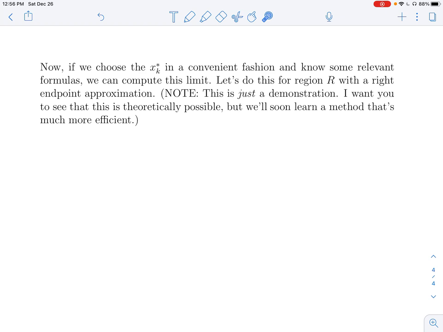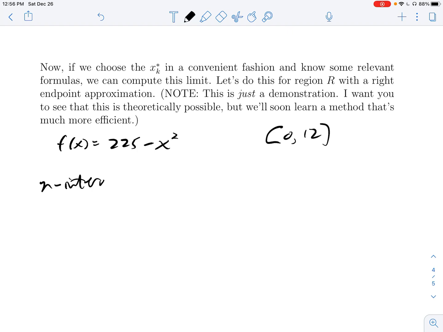So I'm going to do this same example with a right endpoint, but I'm just going to say there are n intervals. So I have f of x is 225 minus x squared on the interval from 0 to 12. And I'm going to use n intervals, so that means my width of each one is 12 over n.